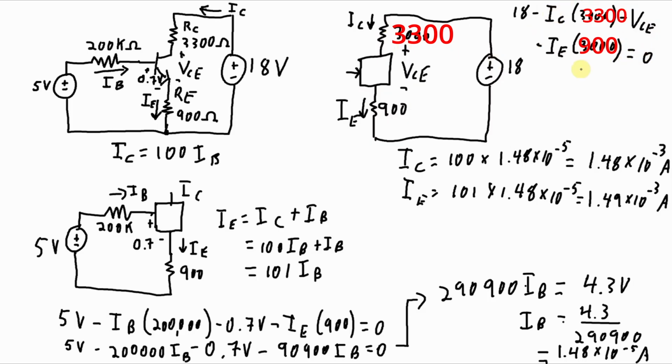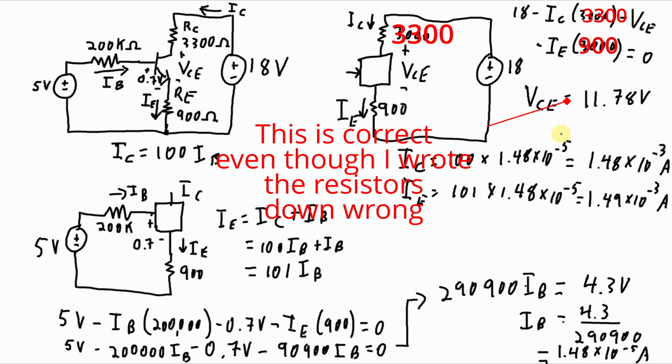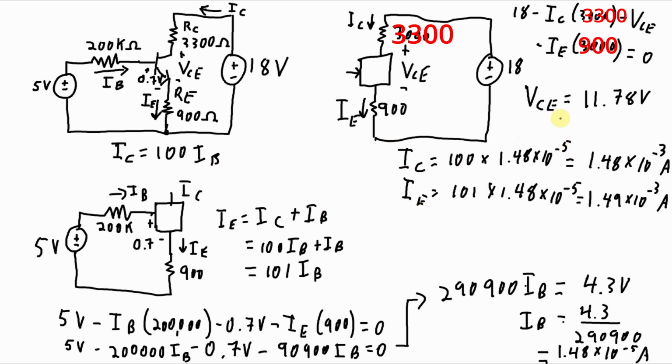So the only thing in this equation that we don't know is VCE, because we can plug in this value for IC and this 1.49 times 10 to the minus 3 for IE, and we get VCE is equal to 11.78 volts. And that's as far as I'm going to take it for this circuit. I'm not going to calculate the voltage across and the power dissipated by all those resistors, because when you're doing a transistor analysis, you want to figure out what are the characteristics, what state is the transistor in. And that state consists of the VCE value and the IC value, which we've just calculated. So we know what the operating point of that transistor is.